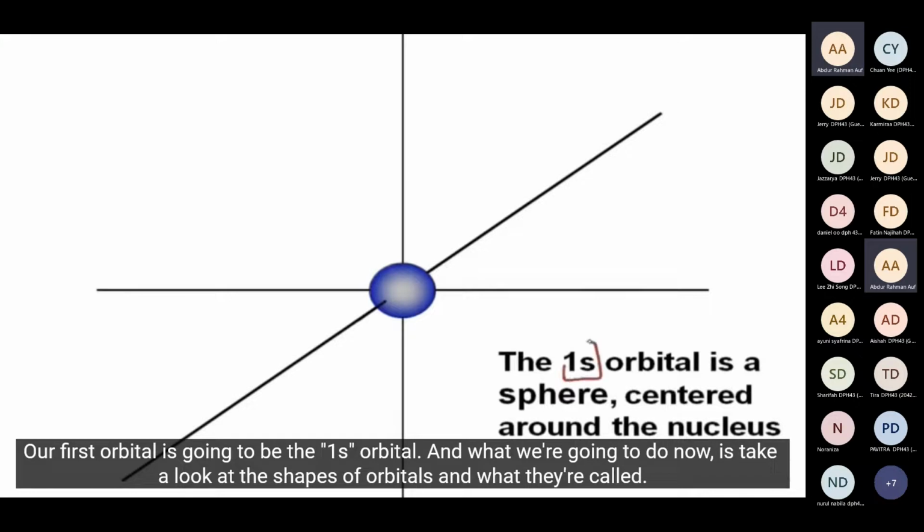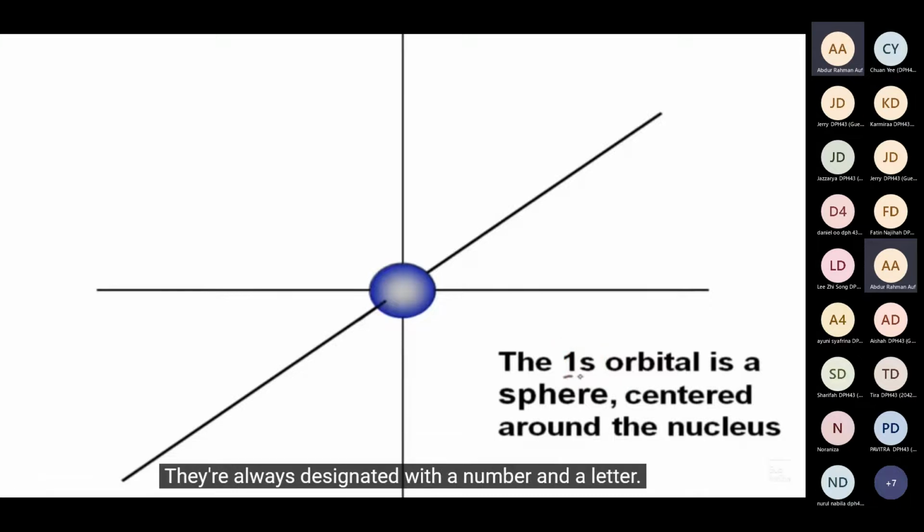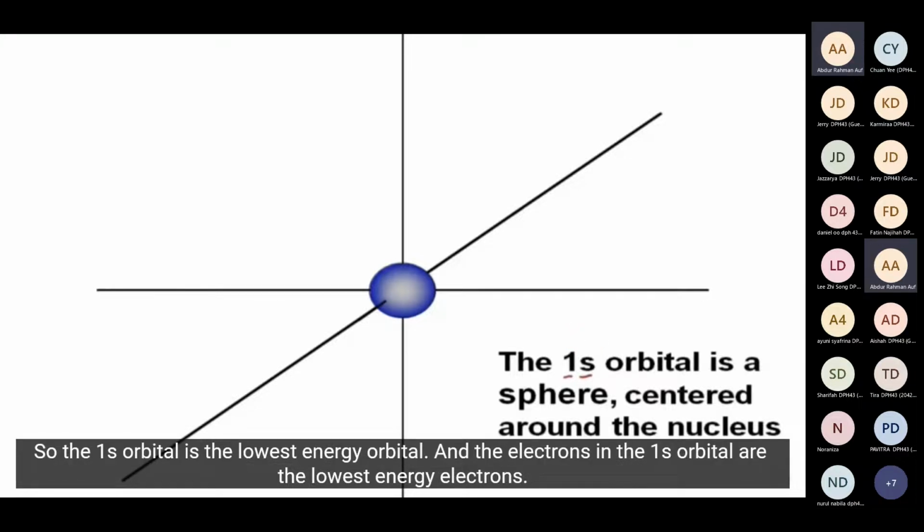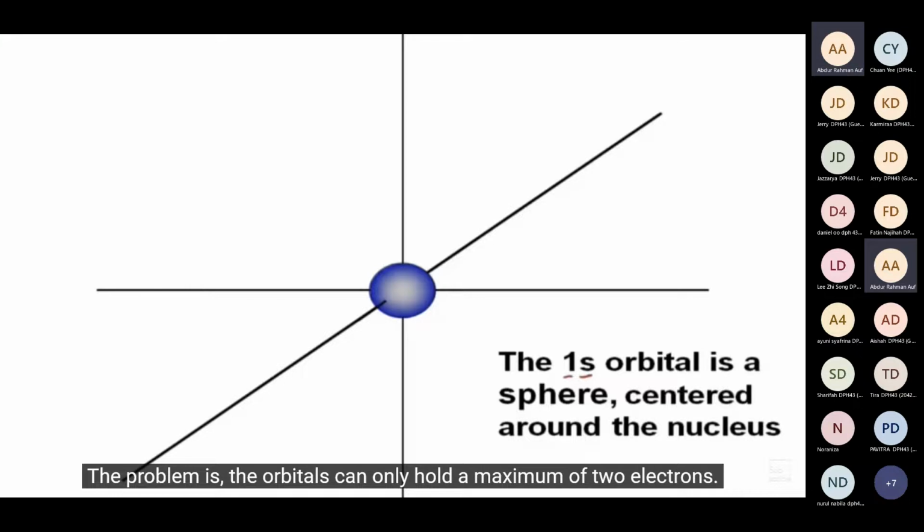And what we're going to do now is take a look at the shapes of orbitals and what they're called. They're always designated with a number and a letter. And the letter designates the shape, and the number designates the energy level. So the 1s orbital is the lowest energy orbital, and the electrons in the 1s orbital are the lowest energy electrons. The problem is orbitals can only hold a maximum of 2 electrons.